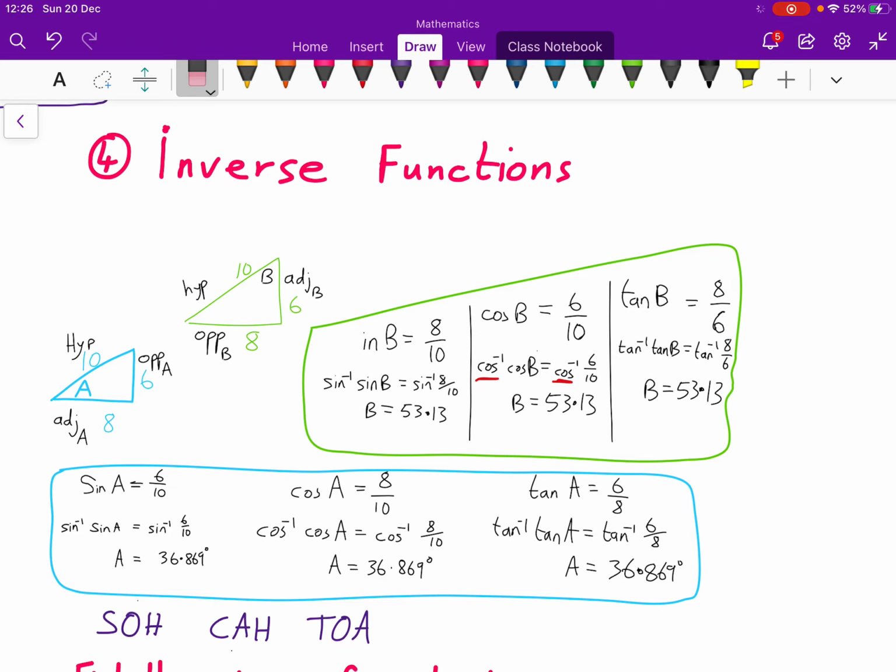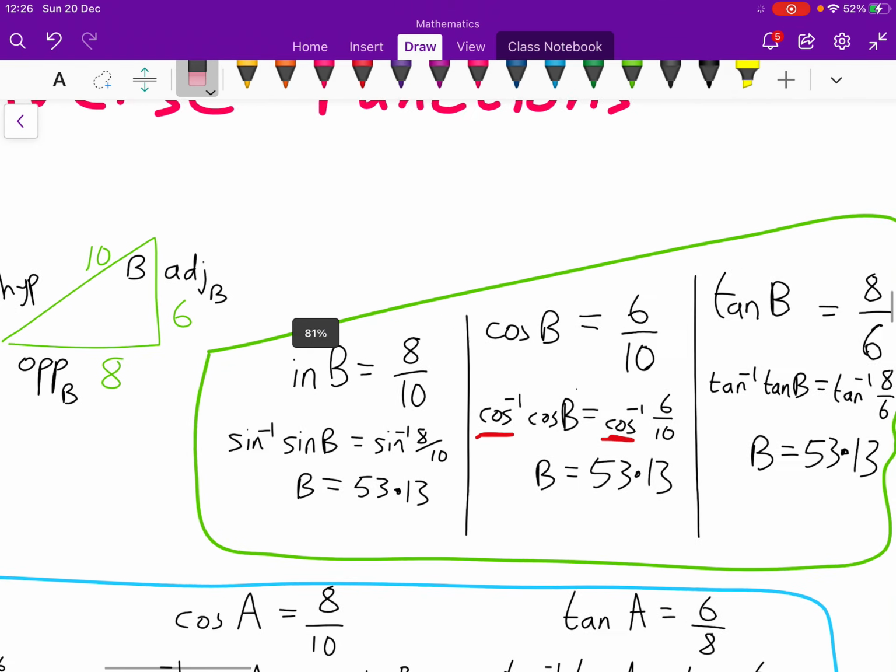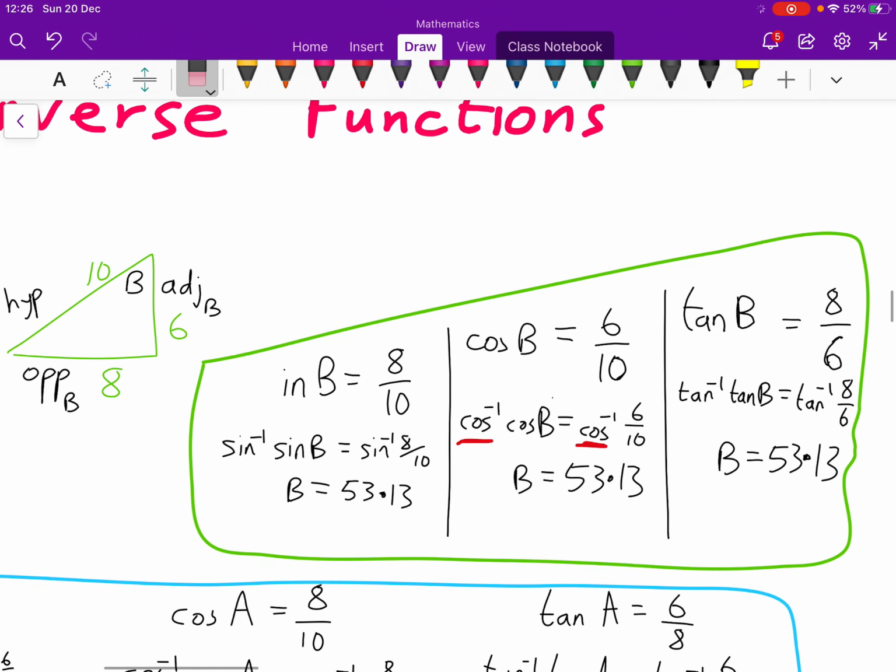So inverse sine will cancel sine, inverse cos will cancel cos, inverse tan will cancel tan. So let's take a look at our green triangle here. I've got a set of green examples and blue examples. The green triangle here, we're working from angle B. I see that I just somehow deleted my sine there, sine B.